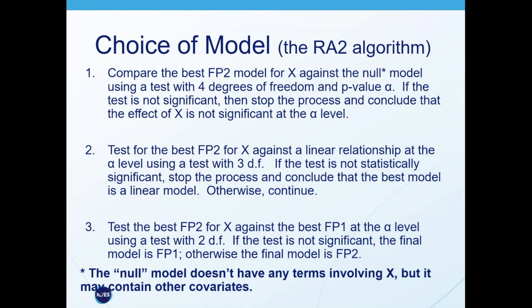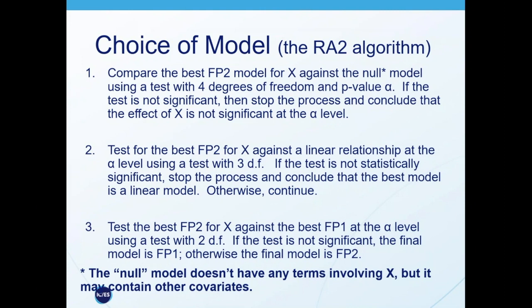Why 4 degrees of freedom? Remember that each of the powers that I stick into my model has 2 degrees of freedom, one because I had to decide which power to use, and a second degree of freedom because I then had to estimate the parameter estimate, the beta. So since my FP2 model had 2 powers in it, it has 4 degrees of freedom. If this test is not significant, comparing my best FP2 model against the null model, I can quit. X does not belong in my model at all.